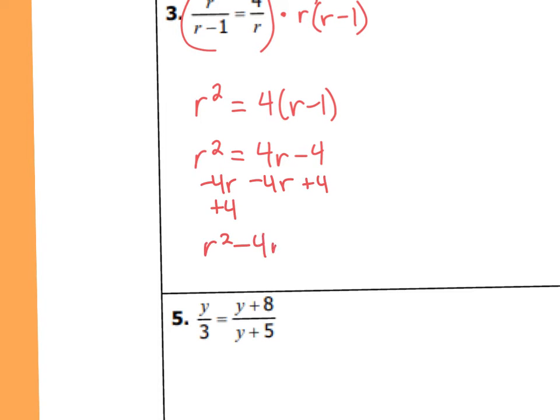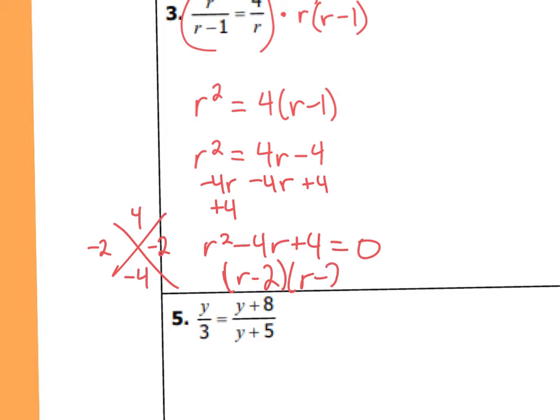R squared minus 4r plus 4 equals 0. What is that? X method. Lydia's got it going on. What goes on top? Bottom? Two things that will multiply to 4, add to negative 4. Negative 2, so r minus 2 times r minus 2 is 0. Break them apart, set them both equal to 0, but they're both going to be the same answer. And what is that answer going to be? 2.